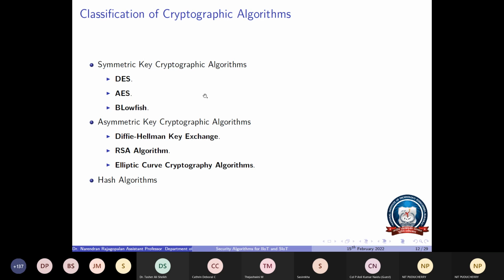These are some of the very common, well-known, frequently used, successful cryptographic algorithms. They are classified into symmetric key cryptography and asymmetric key cryptography, and the other one is the hash algorithm. Under symmetric key cryptography, the plain text is encrypted using a key K to get a cipher text, and the same key K is used to decrypt the cipher text back to the plain text. This is the definition of a symmetric key algorithm.